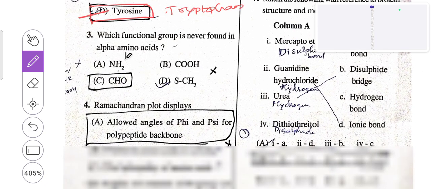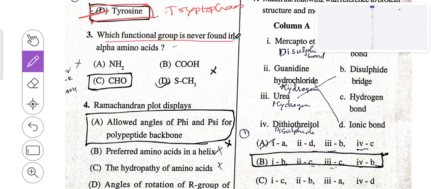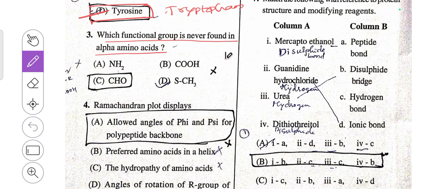Then third one, which functional group is never found in alpha amino acid? So on one side you will come across NH2, on another side you will come across COOH, H, and here the variable group. So here NH2 is there, COOH is there, SCH3 is there. So this one, that is CHO, that is not found in this alpha amino acid. So C is the right answer.